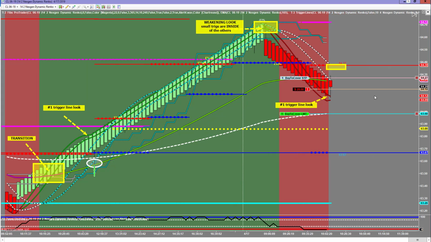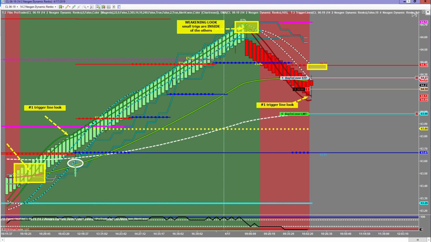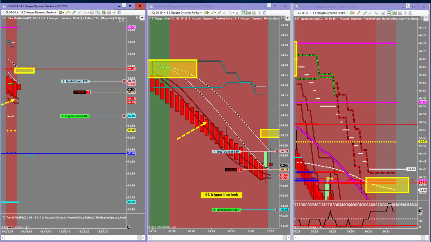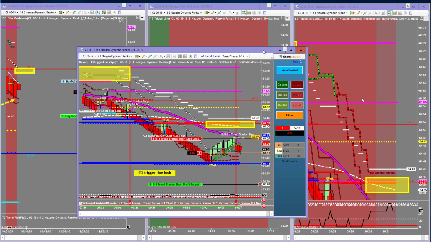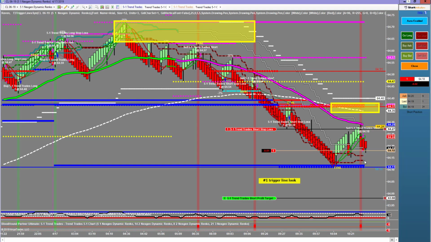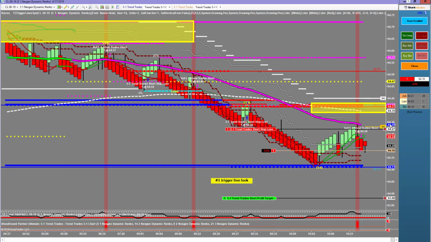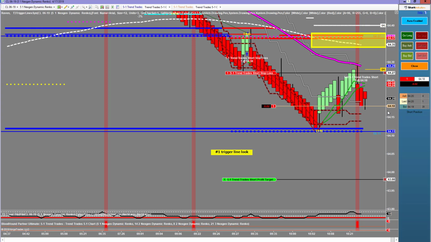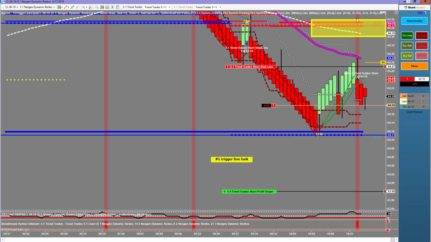I guess my automated system did a signal. I forgot to turn it off. So, look at what this looks like. So look, this is simulator with an automated signal. So it did a trend trade, short.